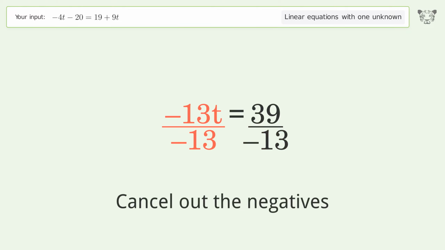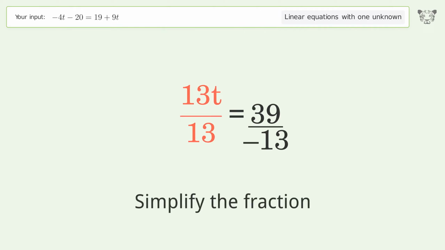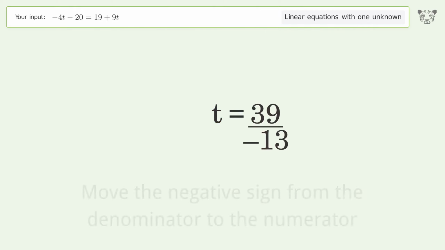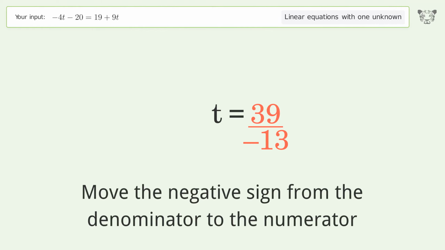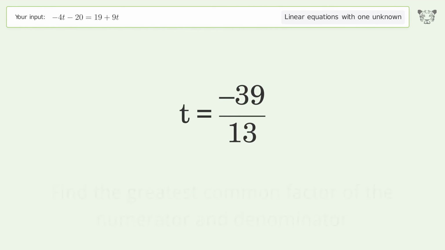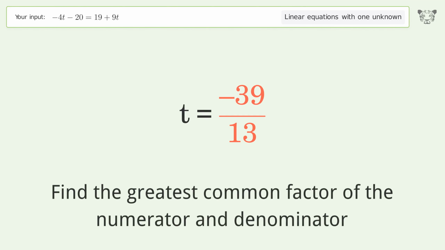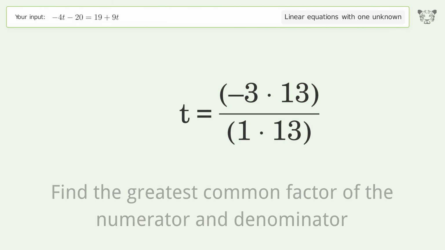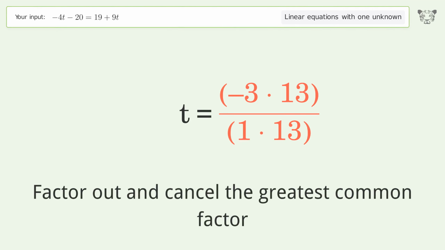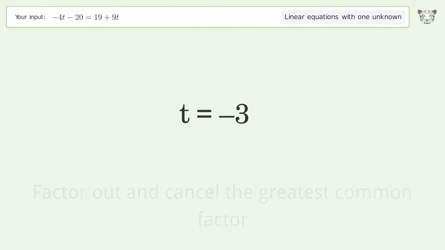Cancel out the negatives. Simplify the fraction. Move the negative sign from the denominator to the numerator. Find the greatest common factor of the numerator and denominator. Factor out and cancel the greatest common factor. And so the final result is t equals -3.